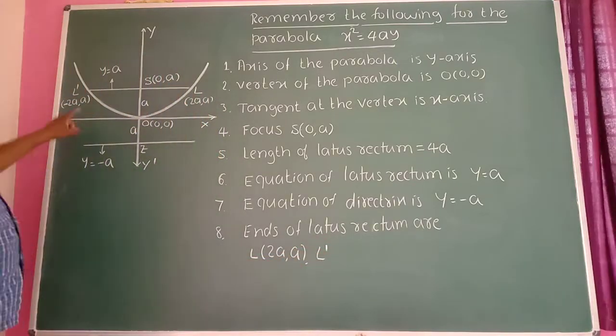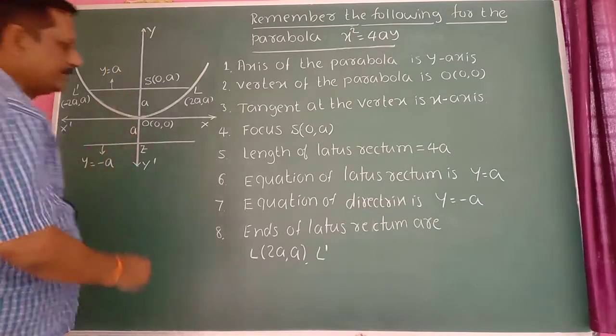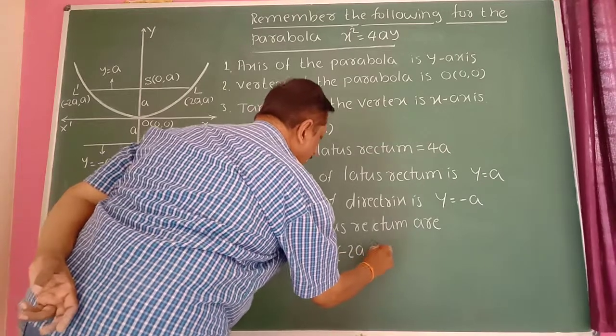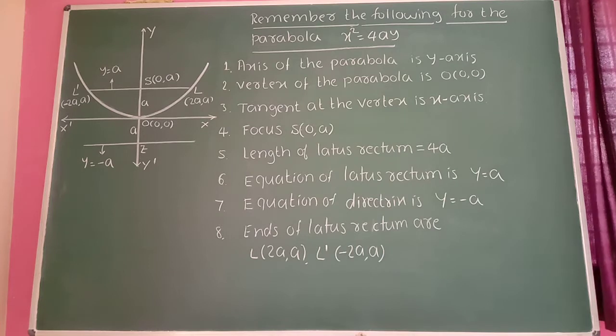Then L dash is in the second quadrant. In the second quadrant x is negative and y is positive. Hence it is (minus 2a, a). These are the ends of the latus rectum.